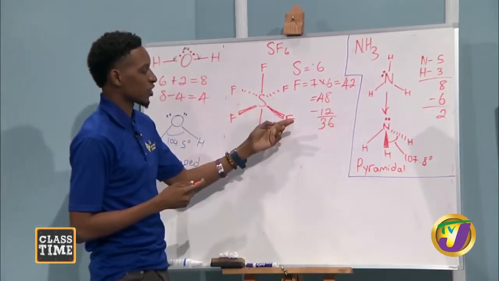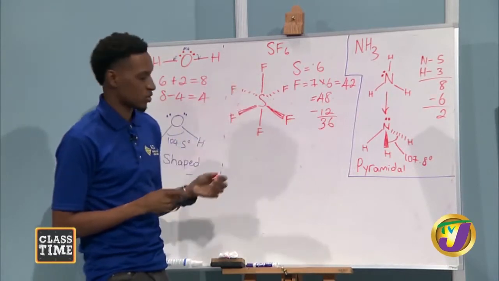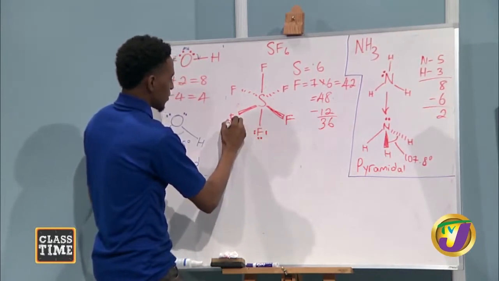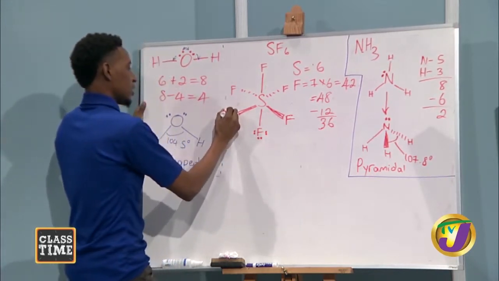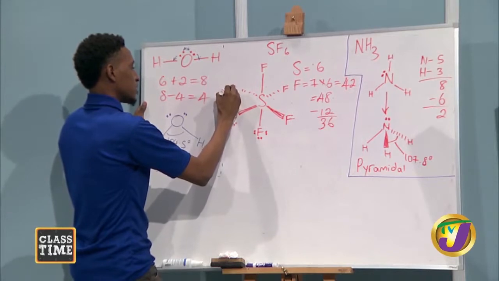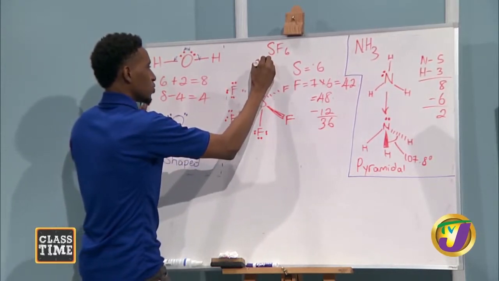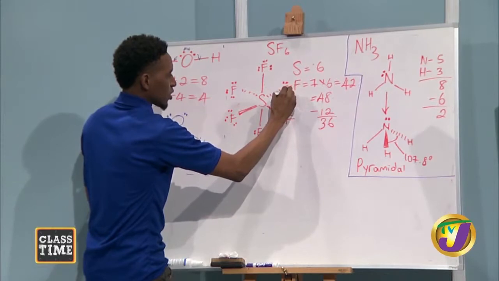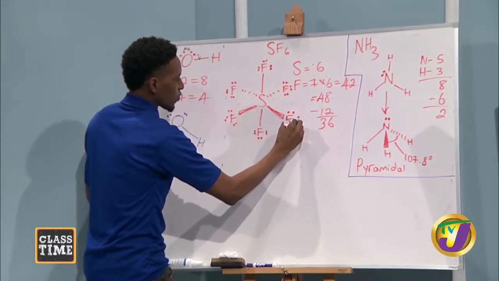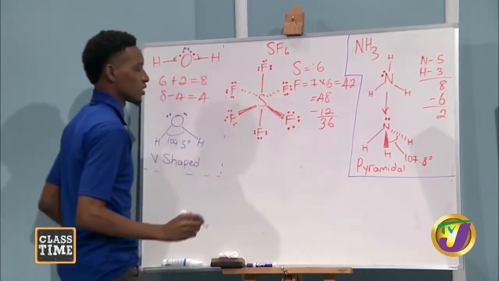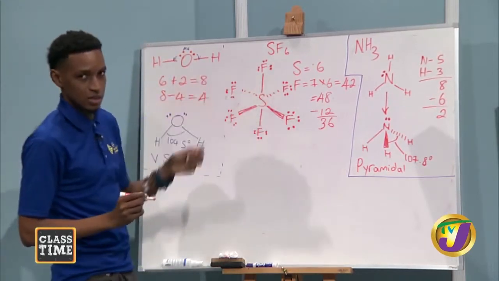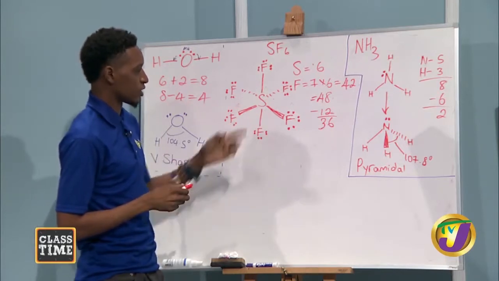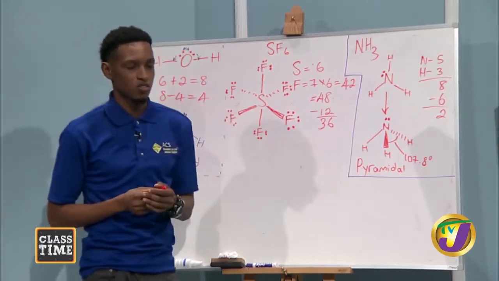Now, this means that we have 36 electrons to put on these outer atoms. So let's start with this fluorine. 1, 2, 3, up to 36. So we used up all 36 electrons on the fluorine. Thus, we have no more electrons to put on the sulfur.